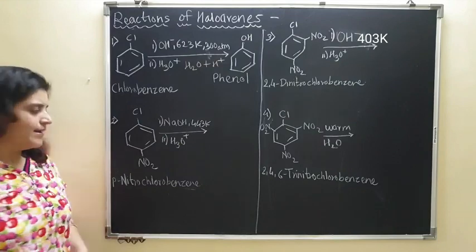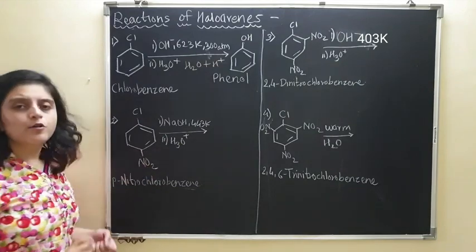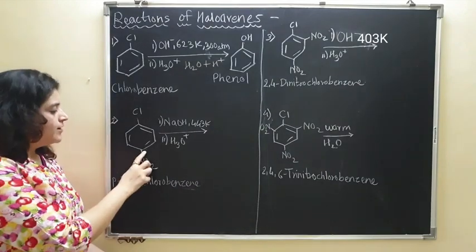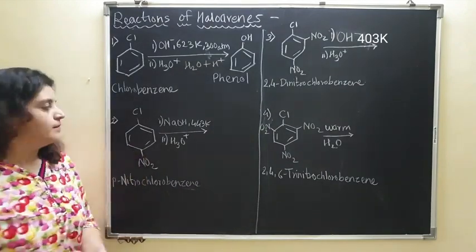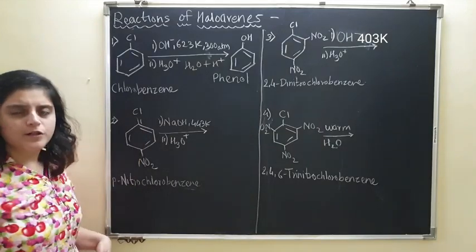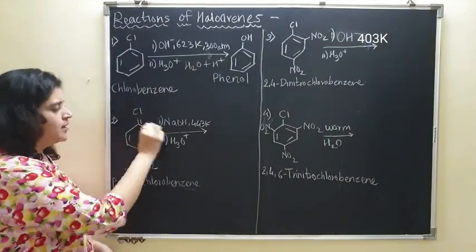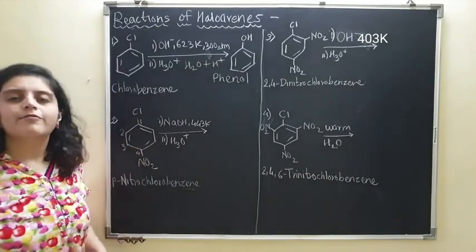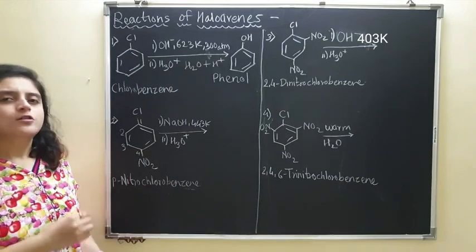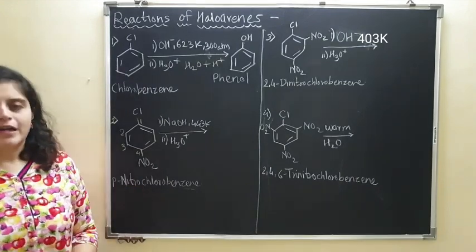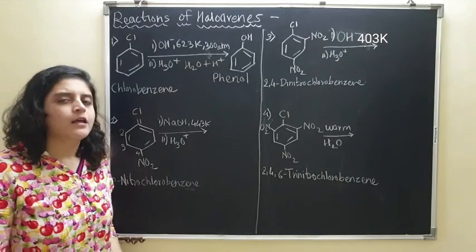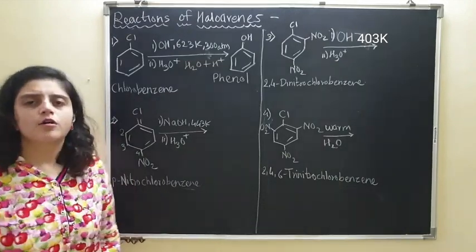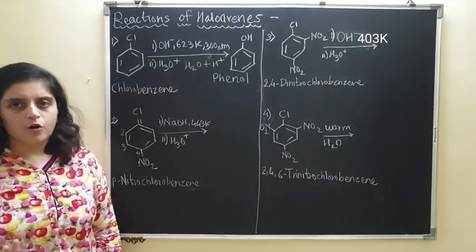If you look at the second reaction, here the NO2 nitro group, an electron withdrawing group, is present at the para position. If the position of the chlorine is the first position, you go from either side, and the position of the nitro group is the fourth position. Therefore we call the 1,4 position the para position. So the name of the compound becomes para nitrochlorobenzene.